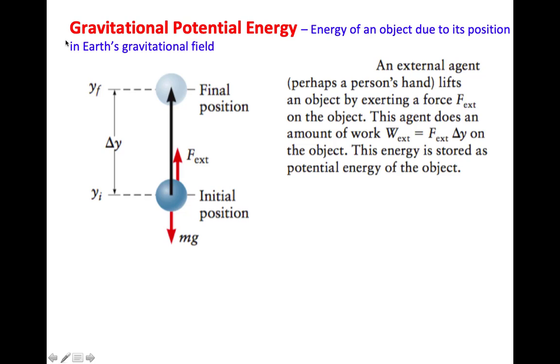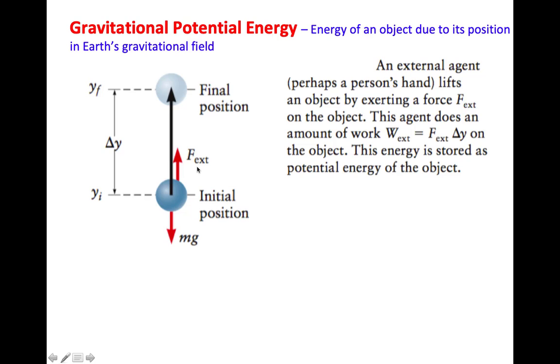Derivation of formula of gravitational potential energy. Gravitational potential energy is energy of an object due to its position in Earth's gravitational field. The scenario here is that we are raising a ball over a height delta y, and to raise the ball we are applying an external force F external.